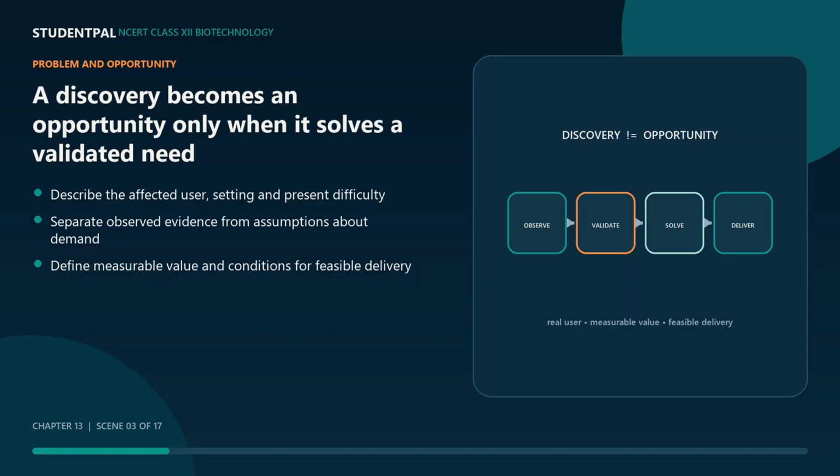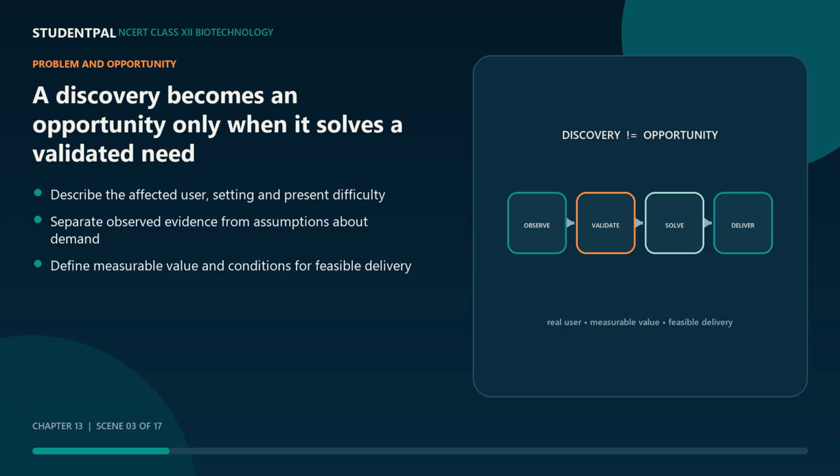For example, an enzyme that detects a contaminant rapidly is scientifically interesting. It becomes an opportunity only if users need faster detection, the result is sufficiently accurate in real samples, the device can be manufactured, and the cost fits the setting.